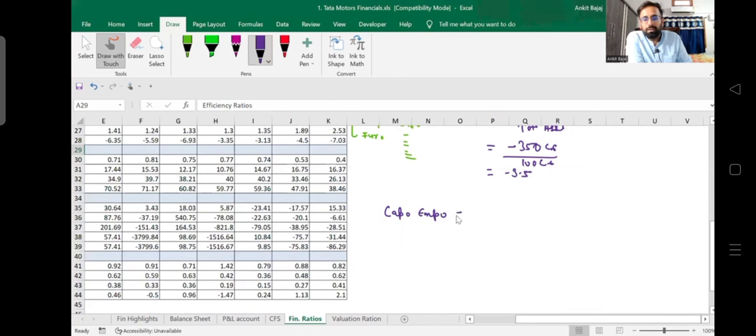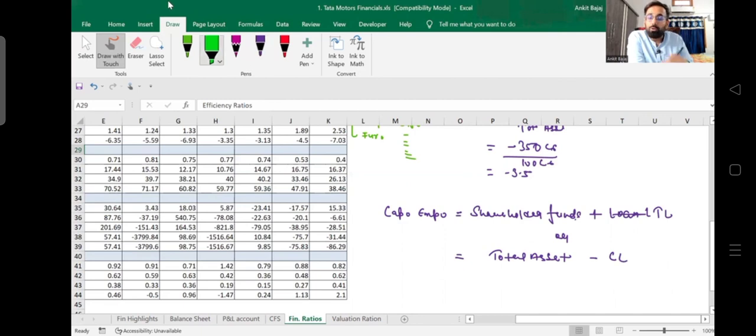The capital employed formula is going to be shareholder funds plus long-term loans or liabilities, you can say. Here we don't have to include short-term liabilities. Or I can write down the alternate formula: it is going to be total assets minus current liabilities. You will be getting the same figure. This is the formula.